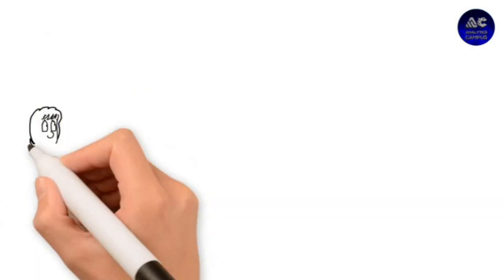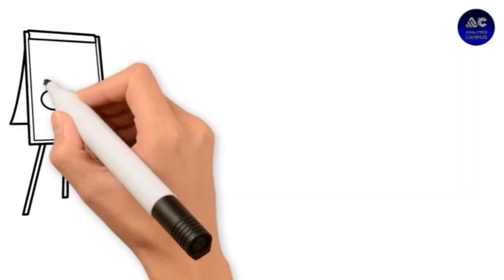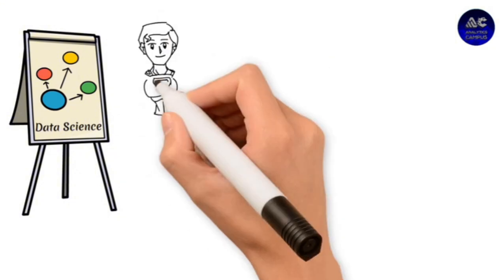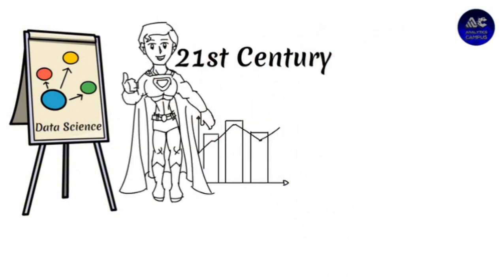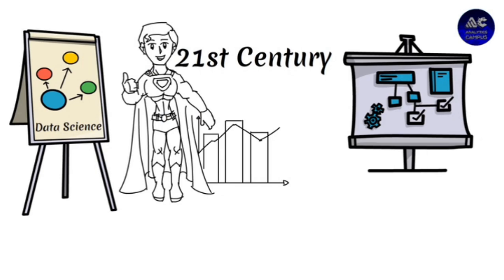But what makes R so popular? Why and how to use R for data science? Data science has emerged as the most popular field of the 21st century. It is because there is a pressing need to analyze and construct insights from the data.